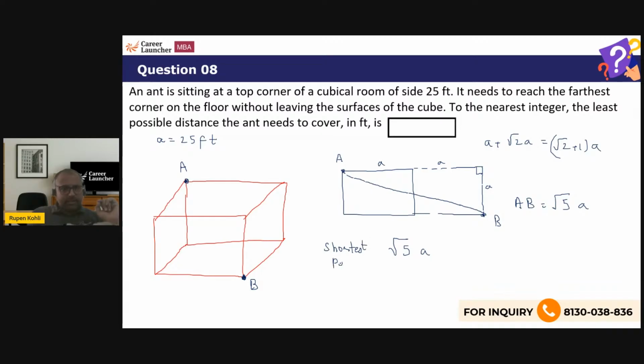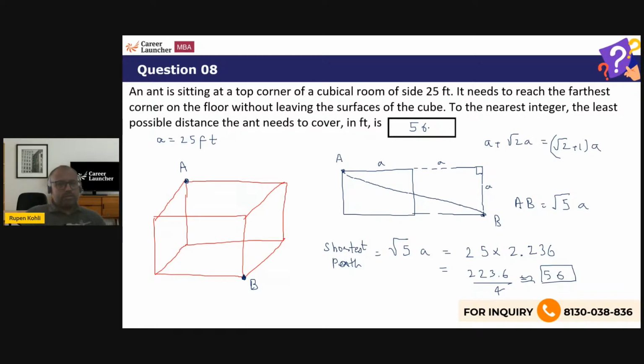Look at what it comes to for this: 25 root 5. 25 into root 5 is approximately 25 times 2.236. So I will do it like this, 100 by 4. Easy to do. 223.6 by 4 is approximately, 4 fives are 20, then almost 24, 4 sixes are 24. 56 feet. Right, people? So I hope this was fun as well.